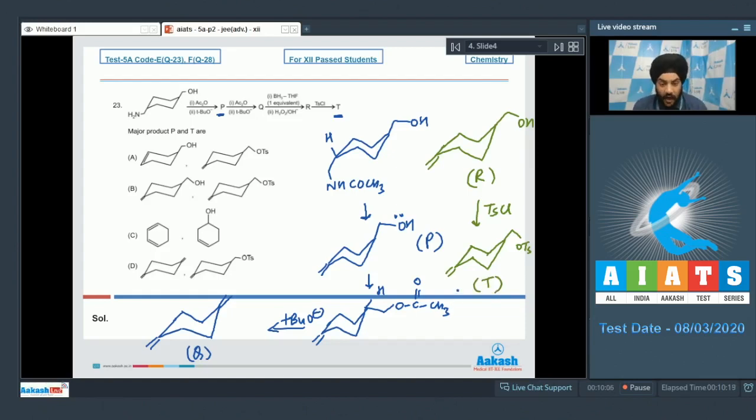Now students, if we look very carefully at the options which are given to us, we have to comment on the structure of P and T, and if you look very carefully, we can clearly see that for this question we have to mark the correct answer as option B. Let us look at the next question now.